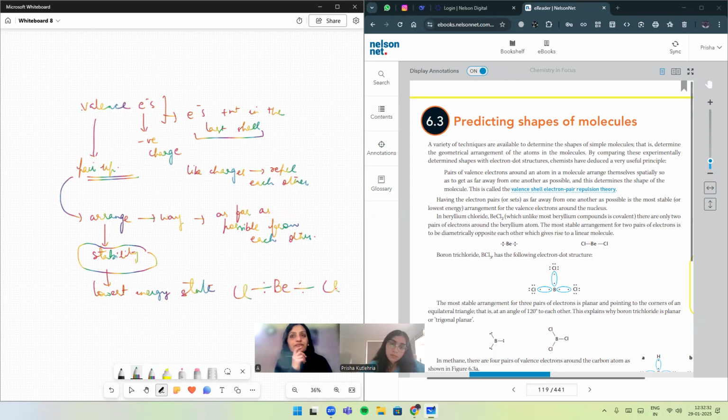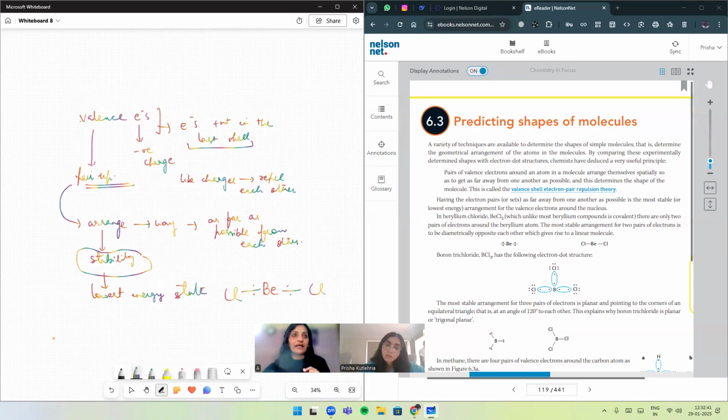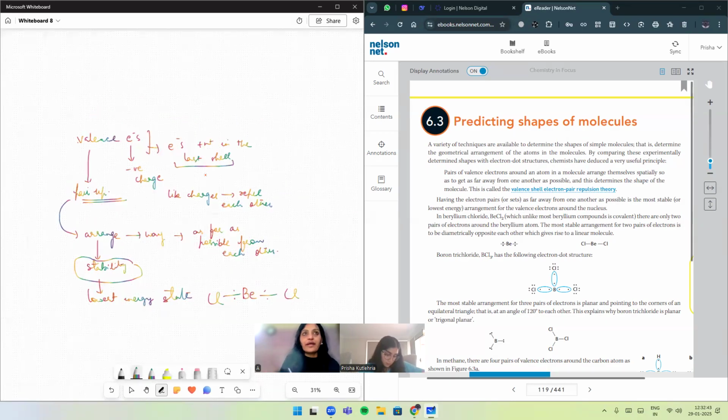Got it? So it will be this table. But now if I'm talking about boron trichloride, what happens with that? Boron trichloride means boron will have three pairs of valence electrons. Okay, so the ideal arrangement will be like this. This is the maximum distance which an electron can afford to have the lowest energy state, right?